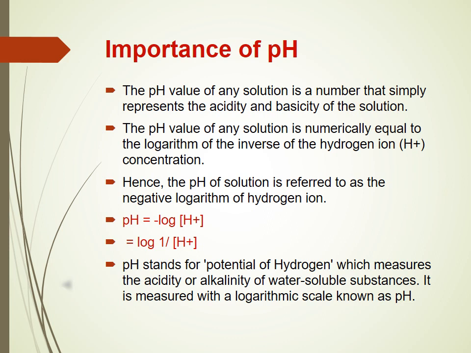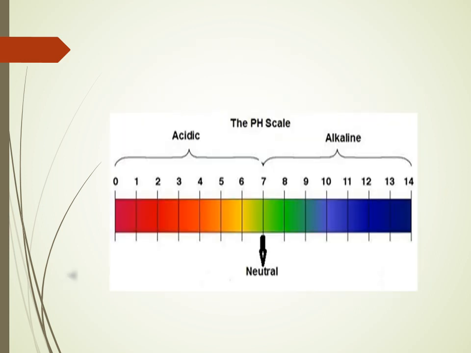In the same way, if in a solution there is a higher concentration of OH minus ions, then the solution will be basic in nature, and that's why the pH value must be high. So in chemistry, the pH is a numeric scale used to specify the acidity or basicity of an aqueous solution. This scale runs from 0 to 14.